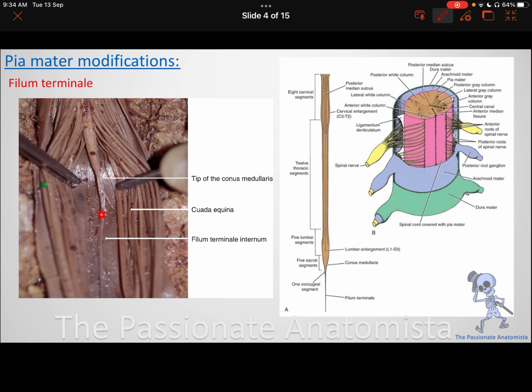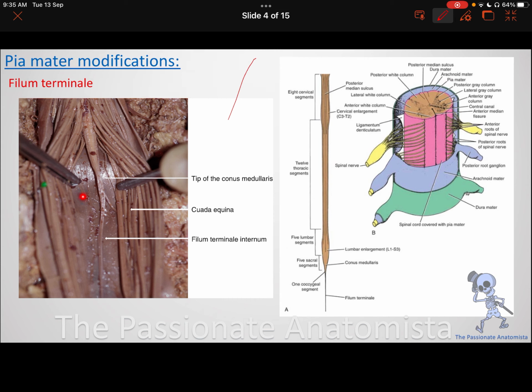But the filum terminalis is a structure that is thread-like. It's just like a thread. This is a modification of the pia mater. It's not a part of the spinal cord. The pia mater changes itself into a very thin filum terminalis that goes all the way down to fix the spinal cord to the tip of the coccyx. And that way I can make sure that my spinal cord is firmly fixed in the vertebral canal.